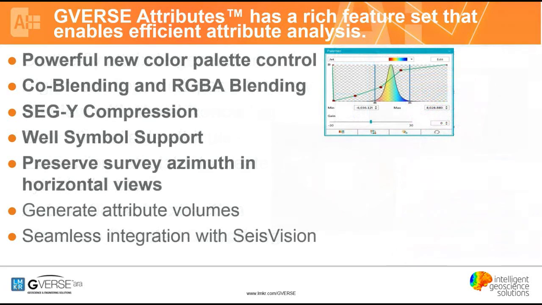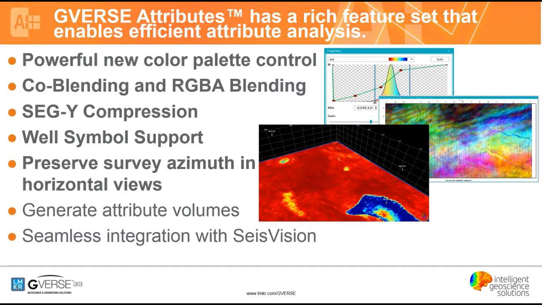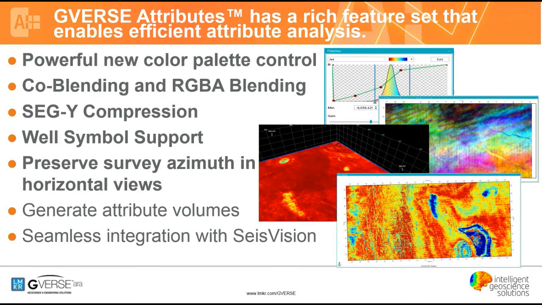We have also redesigned our color palette control to add a histogram, transparency controls, and the ability to create and save customized color palettes. And we have a lot of other features including blending techniques to visualize multiple attributes at the same time, visually lossless SEG-Y compression to compute and display attributes quickly on SEG-Y data, support for well data, and honoring azimuth information in horizontal views. Of course, we're still integrated with SeisVision, so you can send your data directly to and from SeisVision.